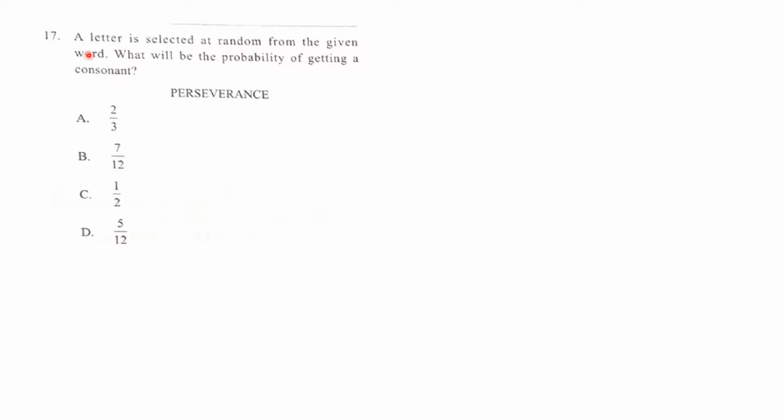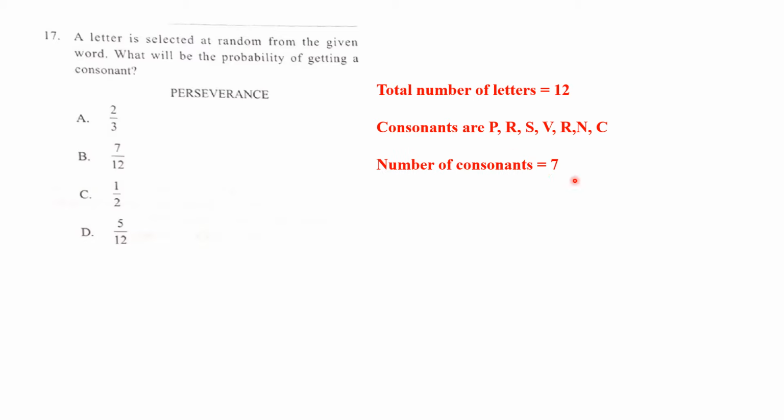Question number 17. A letter is selected at random from the given word. What will be the probability of getting a consonant? Your first step should be to count how many letters there are. If you see, there are 1, 2, 3, 4, 5, 6, 7, 8, 9, 10, 11, 12. So there are 12 letters. Now out of 12 letters, what are the consonants? The consonants are P, R, S, V, R, N and C. Now how many consonants are here? There are 7 consonants.